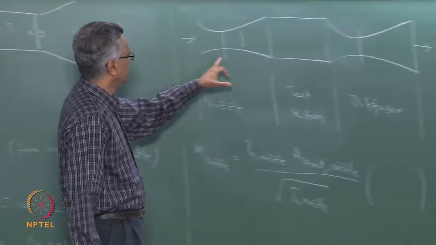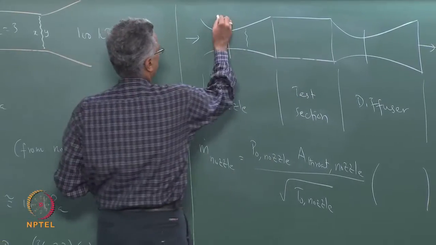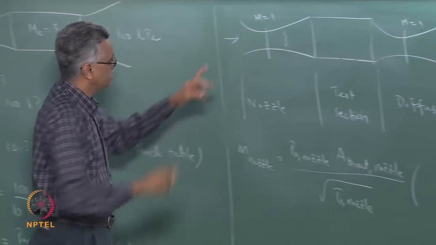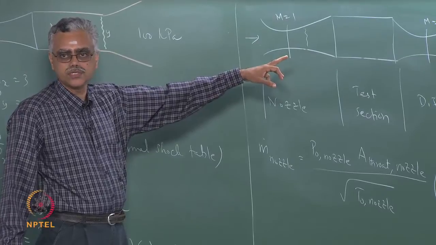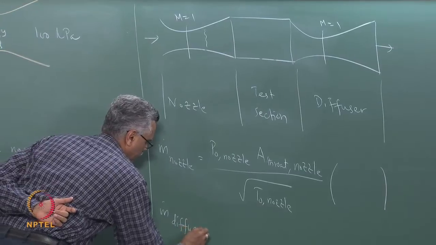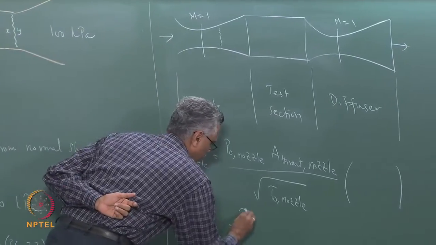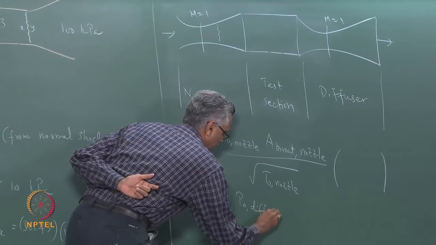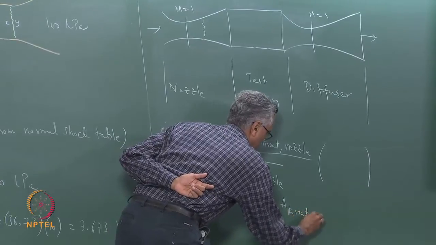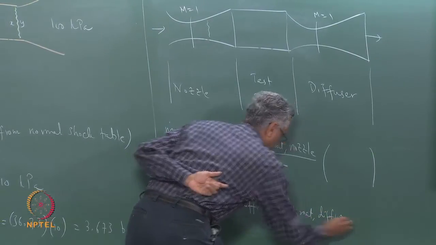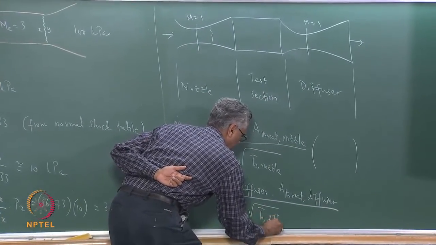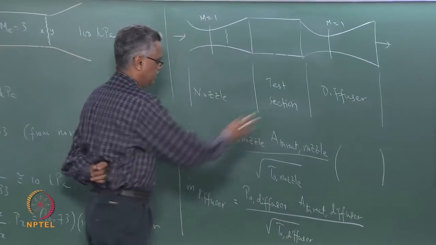Now, assuming that the two throat areas are the same, so I get M equal to 1 here, I am going to get M equal to 1 here also. So, that means the mass flow rate that goes through the diffuser can be written like this, m dot diffuser is equal to P0 diffuser A throat diffuser divided by square root of T0 diffuser, and then same thing.